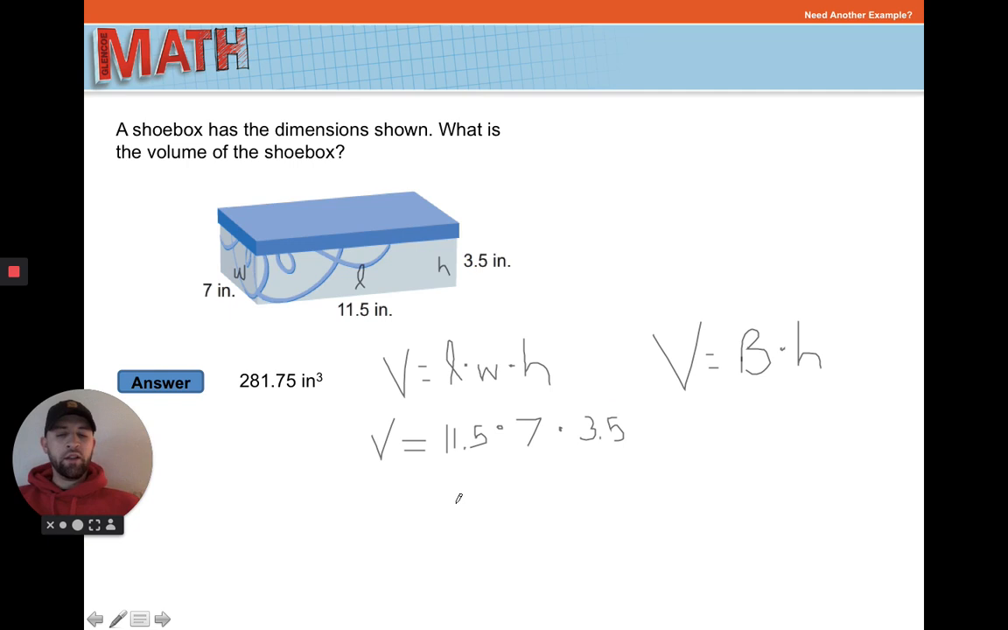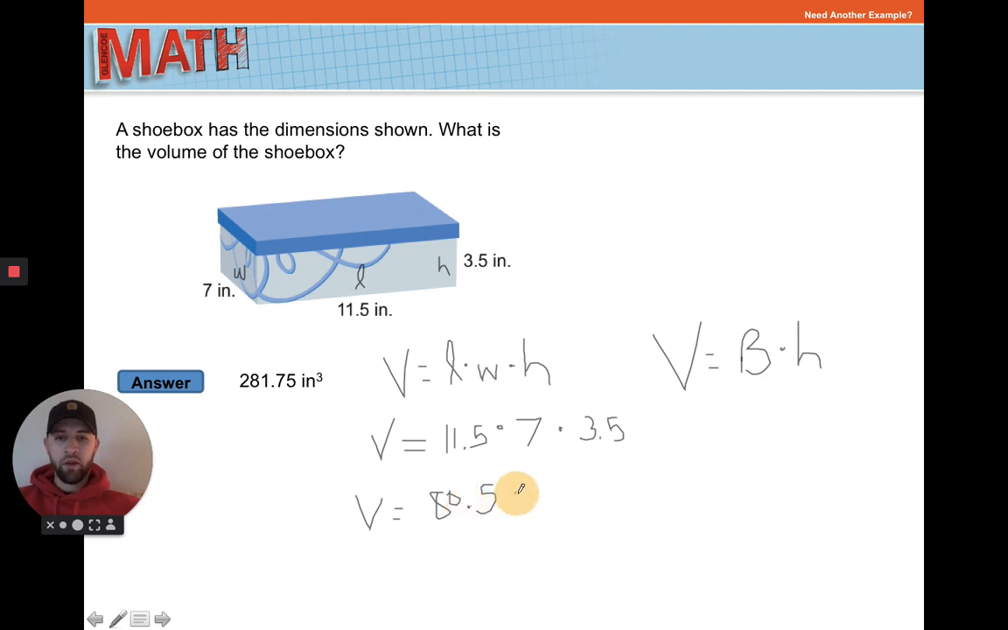Okay. Now you can go ahead and take this one step at a time or throw it all in your calculator. It really doesn't matter. You're going to get the same answer regardless. If I was to take this first product here, 11.5, and multiply it by 7 and do it on my calculator, I would get 80 and 5/10, or 80 and a half.